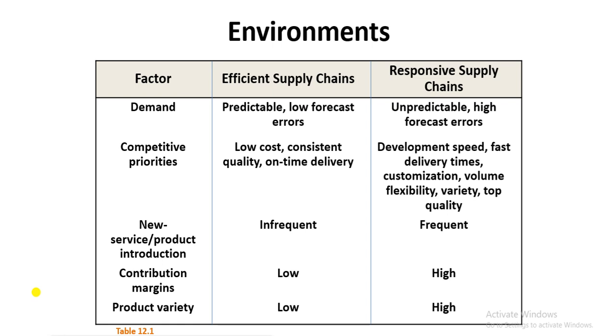And the last point is called the product variety. It means you are dealing with one or two products. If you are dealing with a low variety, then you should choose the efficient supply chains, whereas you should choose the responsive supply chains if you are dealing with a high variety of products. So these are the conditions which any company should consider before choosing between the efficient supply chain or the responsive supply chain.